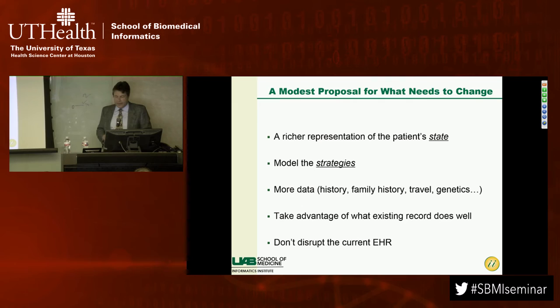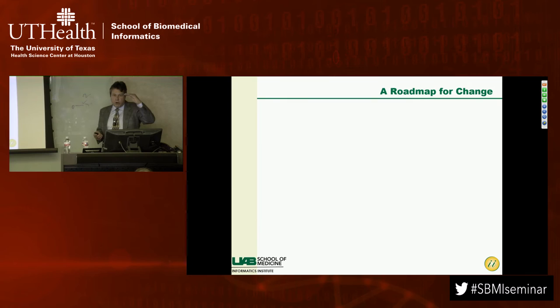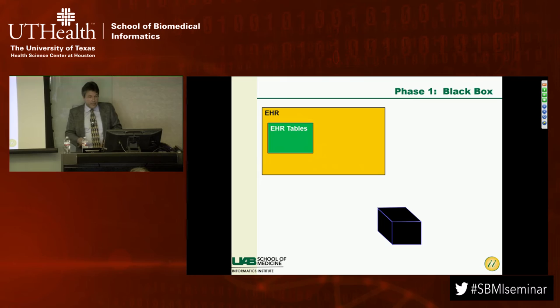All right, so how do we do that? I see a road forward that has three stages. The first stage is the black box. So we have our electronic health record, with its tables and data in there. And we've got this black box that has the information we need to do all the things that I'm talking about. Don't worry about what's in it or how it gets there.